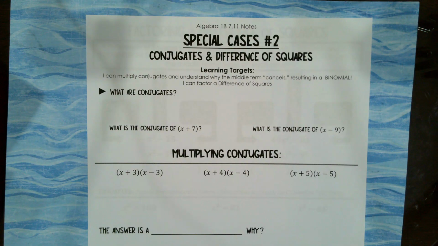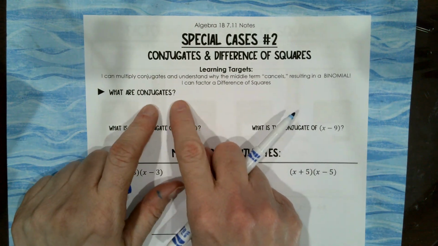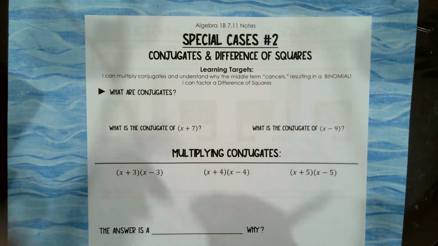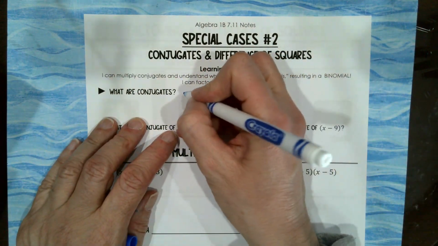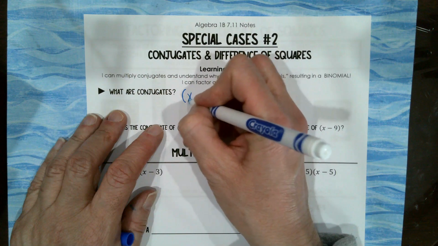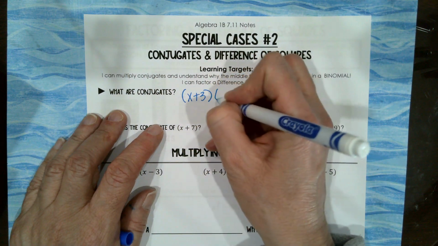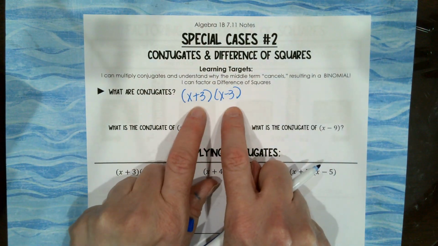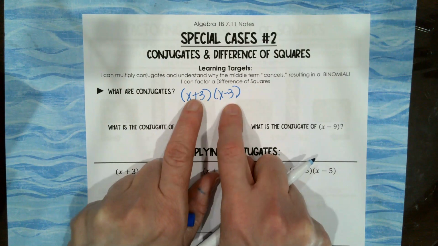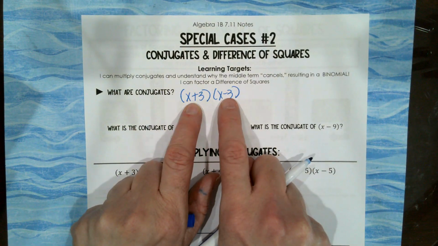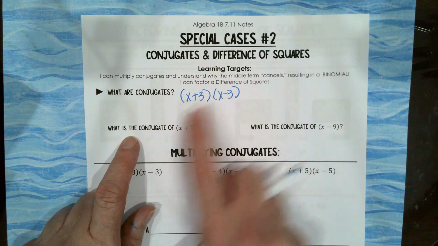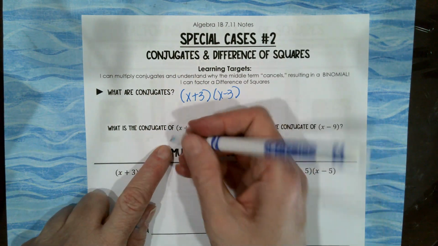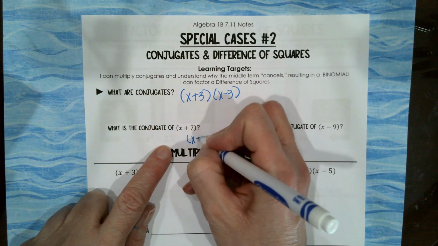So first of all, what are conjugates? Conjugates are basically the same binomial with different signs in the middle. For example, if I were to say x plus 3 and x minus 3, you notice it's exactly the same except for the math symbol in the middle: one is a plus and one is a minus. So what's the conjugate of x plus 7? The conjugate is x minus 7.